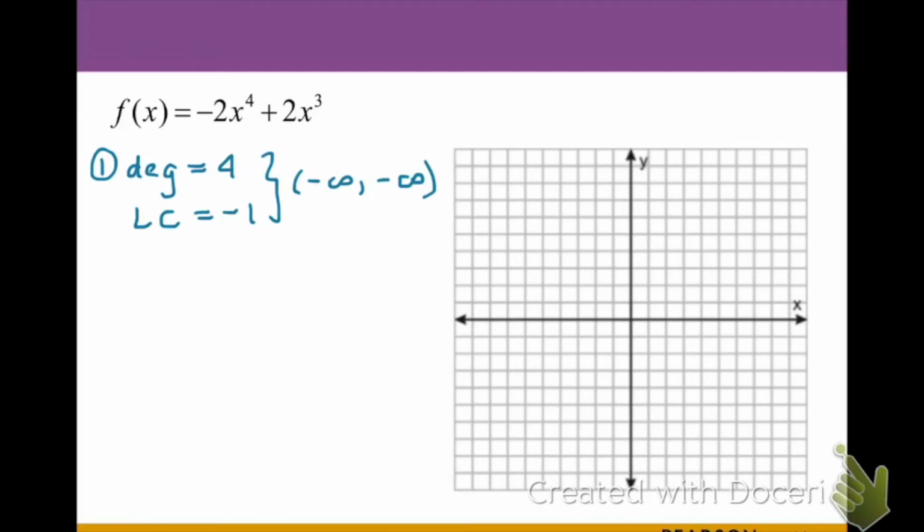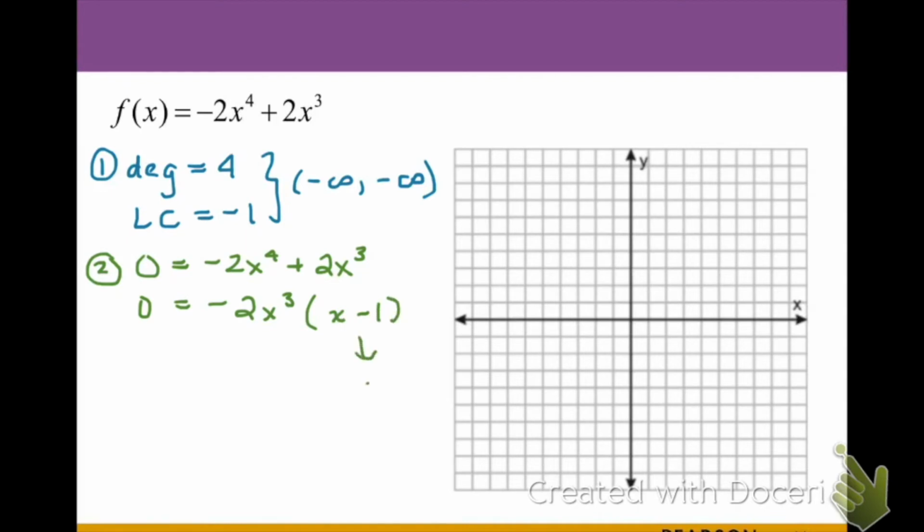The next thing we want to do is find the zeros. We're again going to find this by setting the polynomial equal to 0. If we look at this, we have a negative 2x cubed in both terms, so we can go ahead and take that out as the GCF. That would leave us with, in this case, an x minus 1. So we can set the x minus 1 equal to 0 and get out a positive 1. And we can set the negative 2x cubed equal to 0.